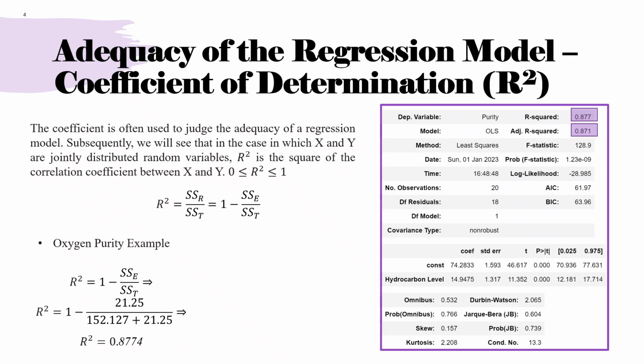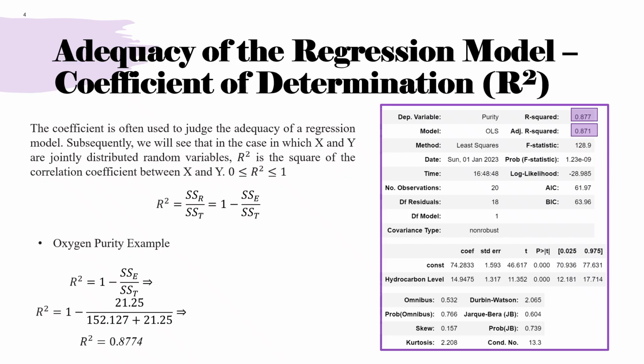R-squared, also known as the coefficient of determination, measures the proportion of the total variability in the response variable that is explained by the regression model. An R-squared value ranges between 0 and 1, where 0 indicates that the model explains none of the variation in the response, and 1 indicates that the model explains all of the variation.